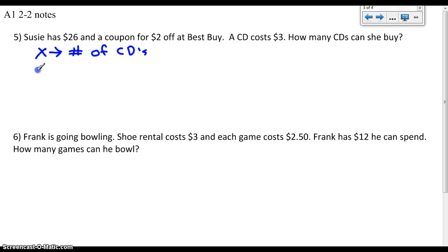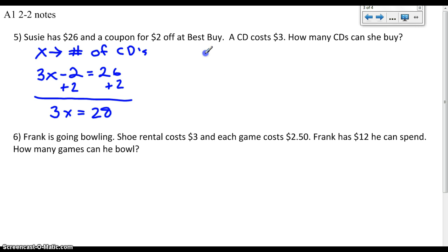We know that each CD costs $3, so we can do 3 times x. That would be our total cost on CDs. However, there is a coupon that Susie has found that saves her $2. So we'll subtract that from her total cost. And again, as we said earlier, she can spend as much as $26. All right, now we have a little equation to solve. We'll add 2 to both sides. So 3x is equal to 28.